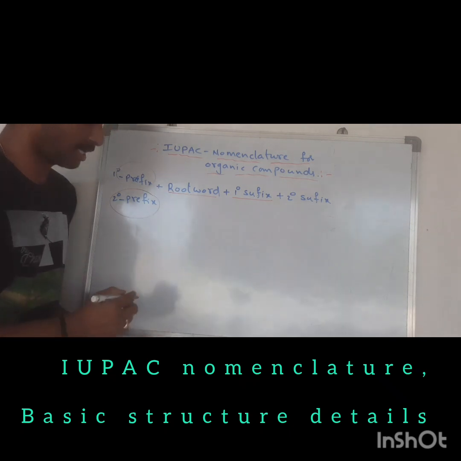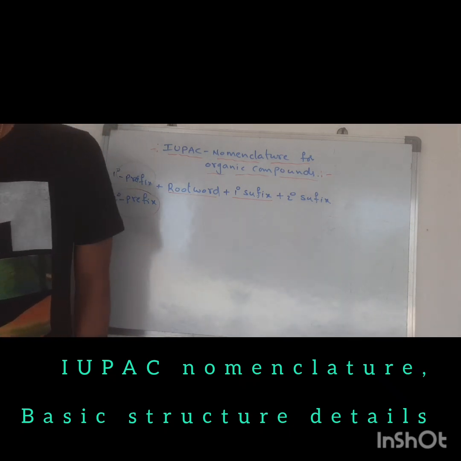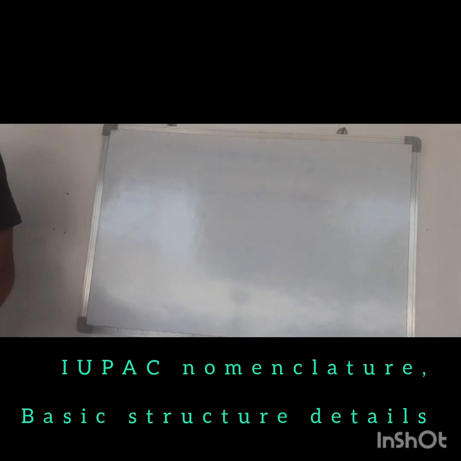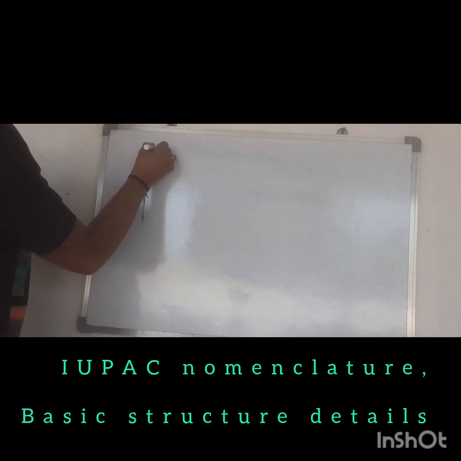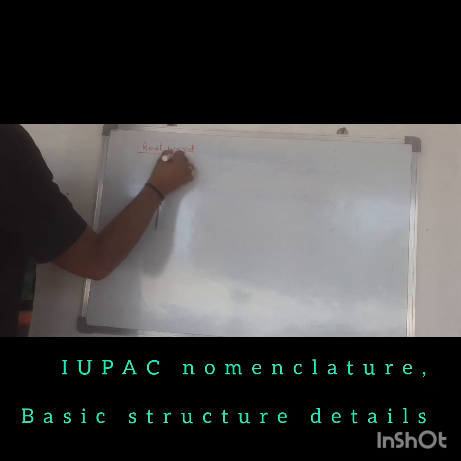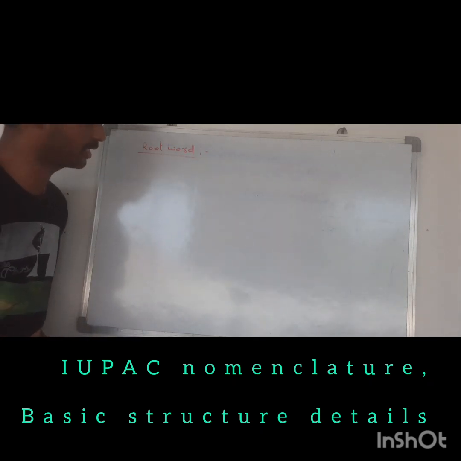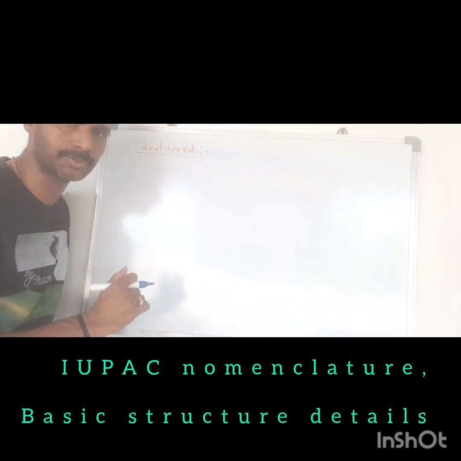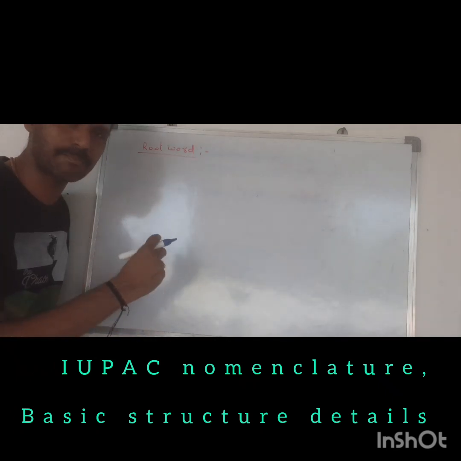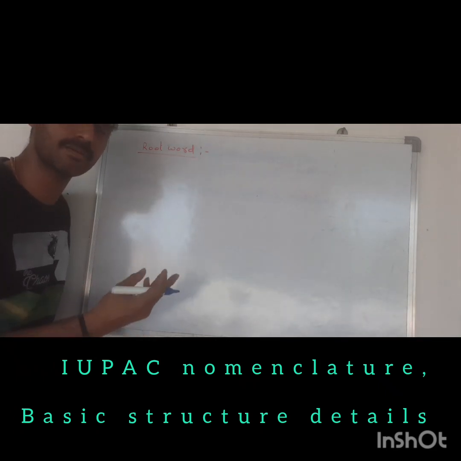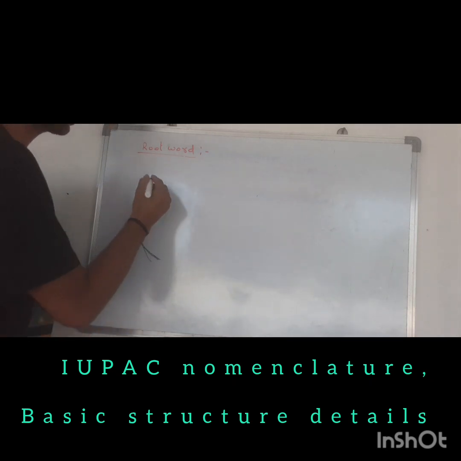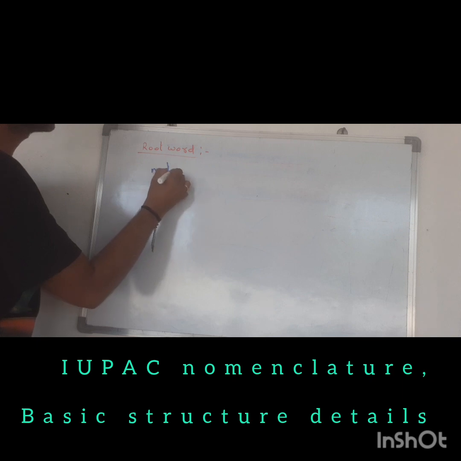For example, what does the root word indicate? The root word tells about the number of carbon atoms present in the main chain of the carbon compound. In the given carbon compound, we have to select a main chain, which is called the parent chain or mother chain or main chain. How many carbons are present in that chain is explained by the root word.